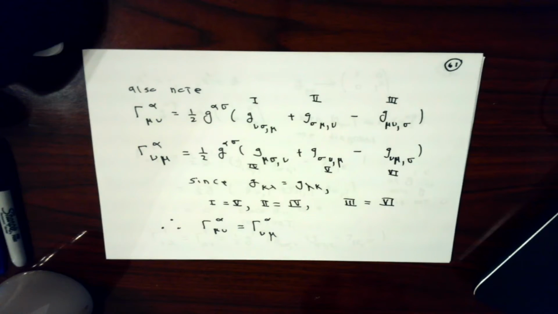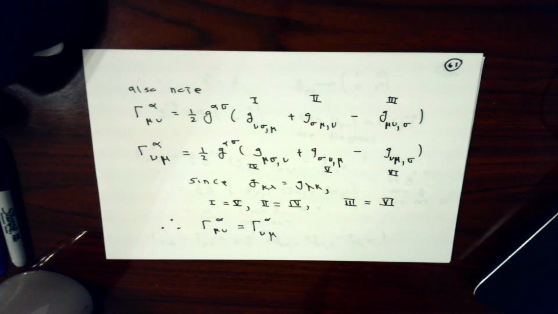There's several ways to see the symmetry of the Christoffel symbols. Since we have this formula for the Christoffels in terms of the metric, it might as well be used to calculate not only gamma alpha mu nu, but gamma alpha nu mu. The second one is the same thing as the first one, except wherever you see mu in the first one, write nu in the second one, and vice versa.